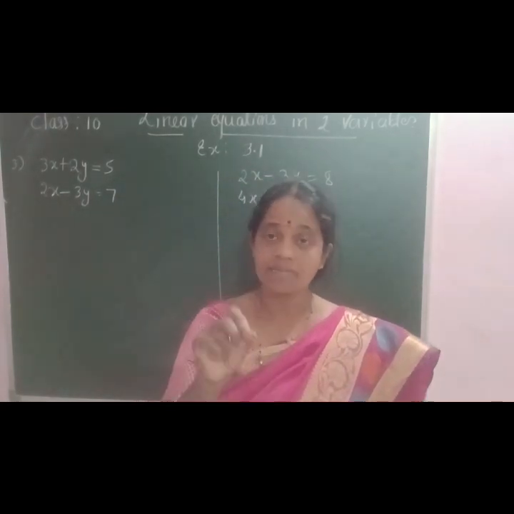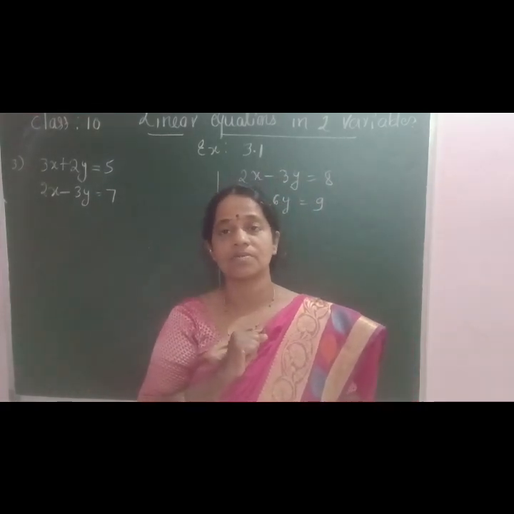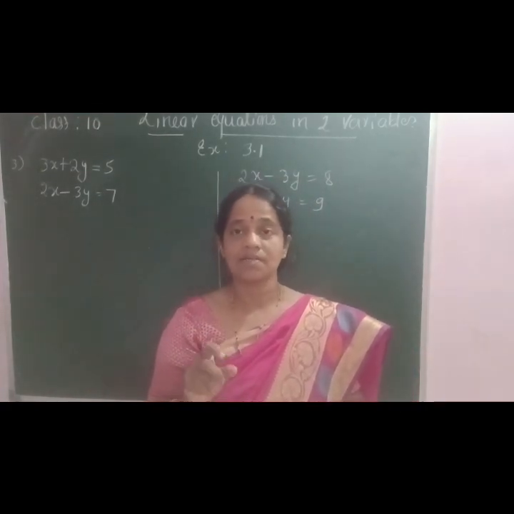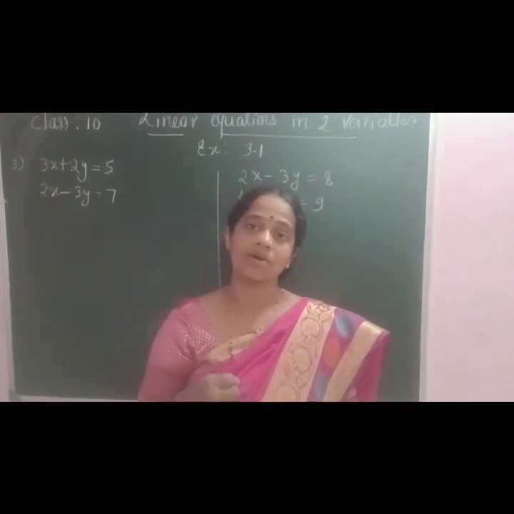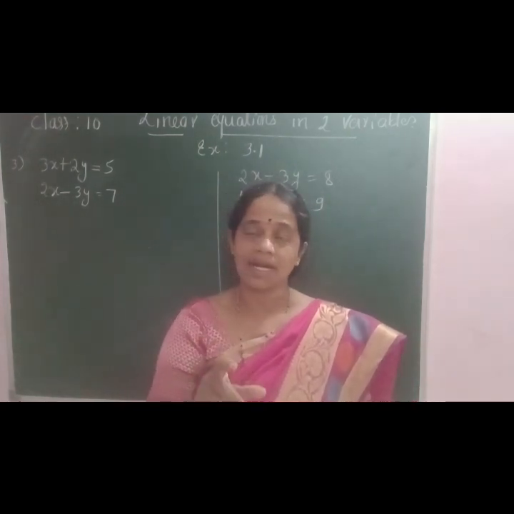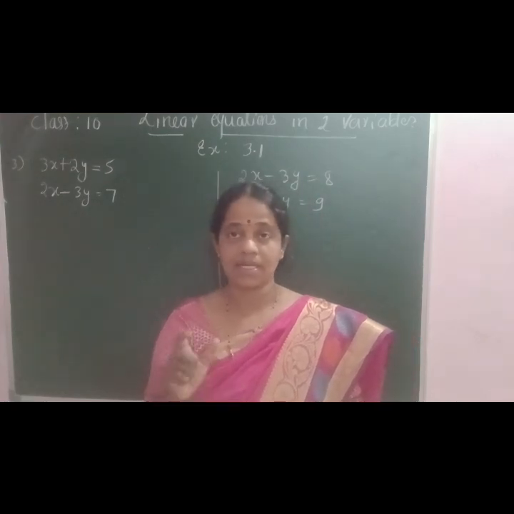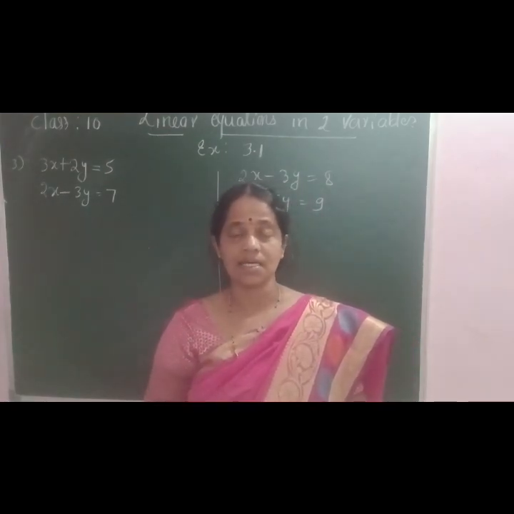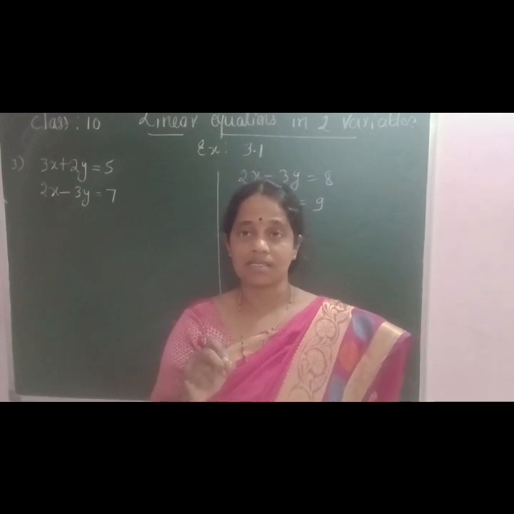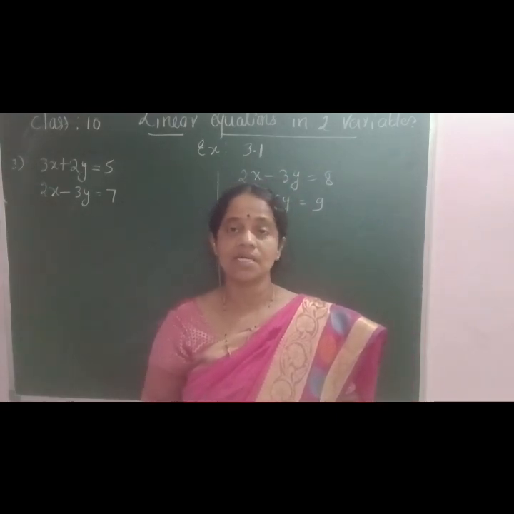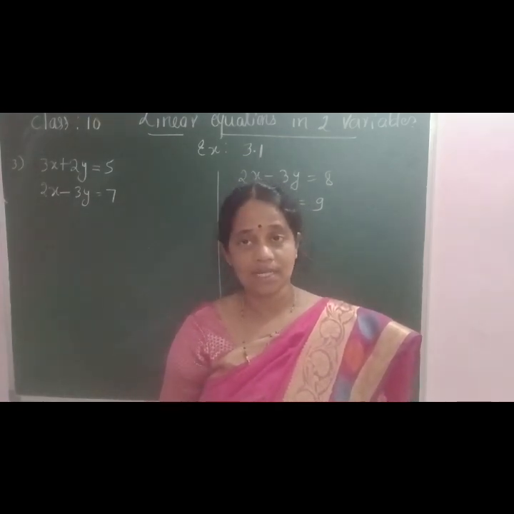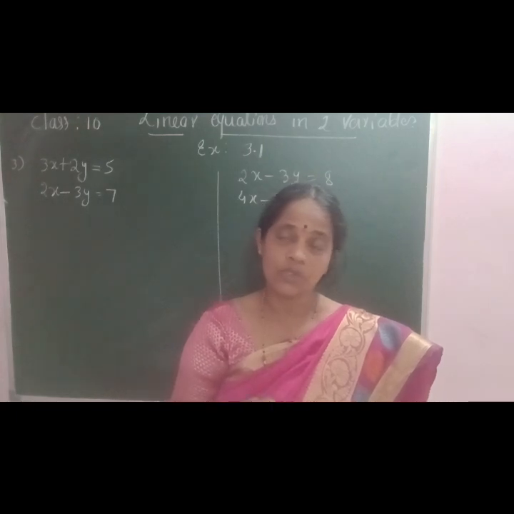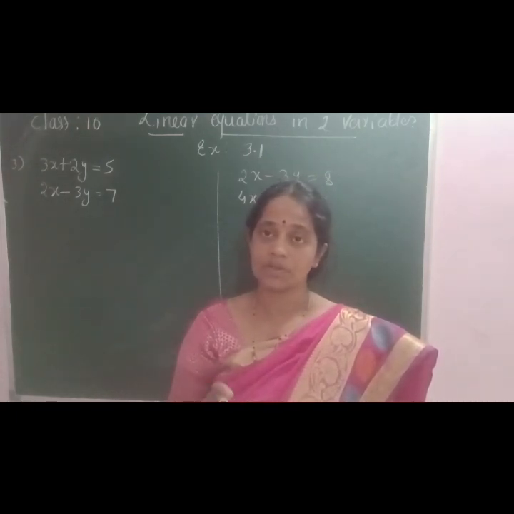Now you should know what consistent and inconsistent mean. Consistent means whenever the equation has a solution, whether a unique solution or infinite solutions, in that case it is called consistent. Clear? Inconsistent means when the given pair of linear equations do not have a solution. When does that happen? When the two lines are parallel. When two lines are parallel, what will be the ratio? a1 by a2 is equal to b1 by b2.